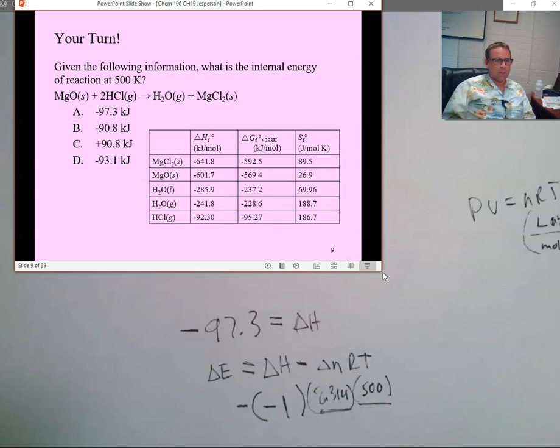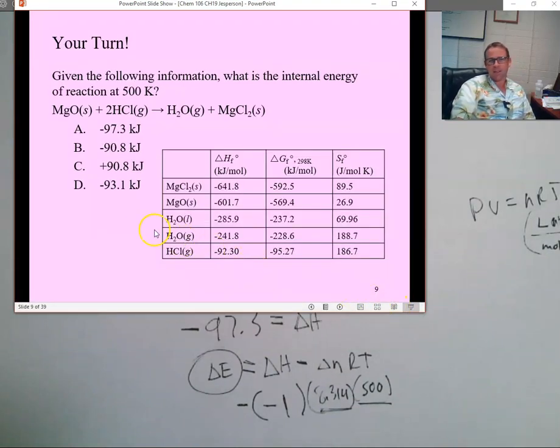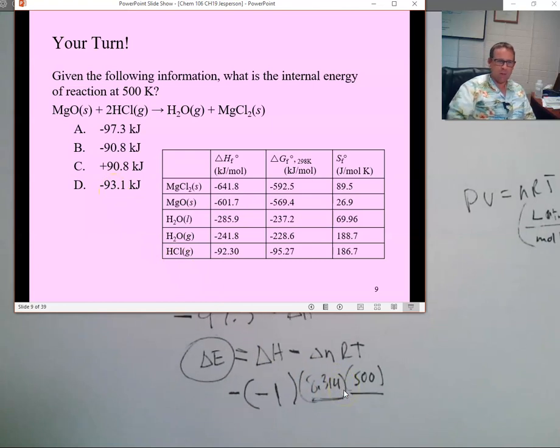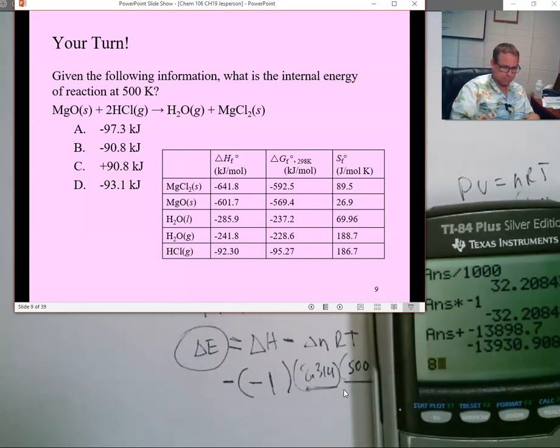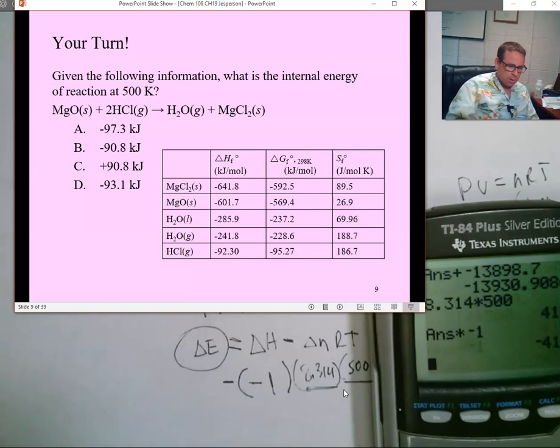All right. So let's see if we can find the delta E. I know that the delta E is going to be slightly less negative. I don't know how much. But essentially, I'm saying that it can't be C. It could be B or D. I guess I'd be surprised if it was B. But we can just find out, right? 8.314 times 500 times -1.